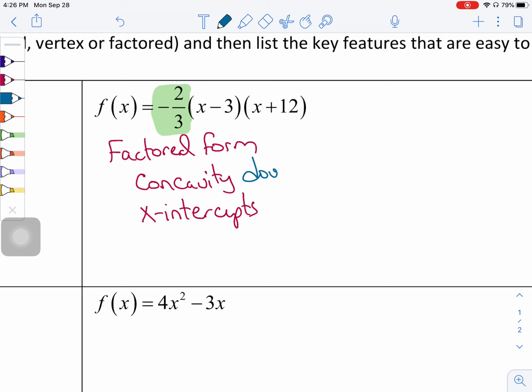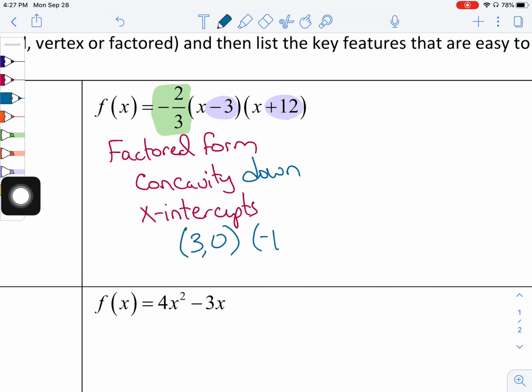Let me actually try and write that without weird letters in the middle there. There we go, concave down. And then we want to pick up our x-intercepts. So it's the opposite of what's attached to x in both cases, and make sure you write them as ordered pairs. So x - 3 gives us the x-intercept of (3, 0). x + 12 gives us the x-intercept of (-12, 0). So that's all the key features for that one.